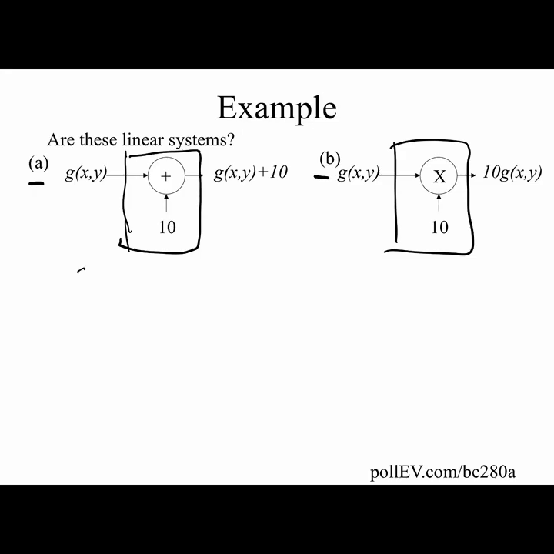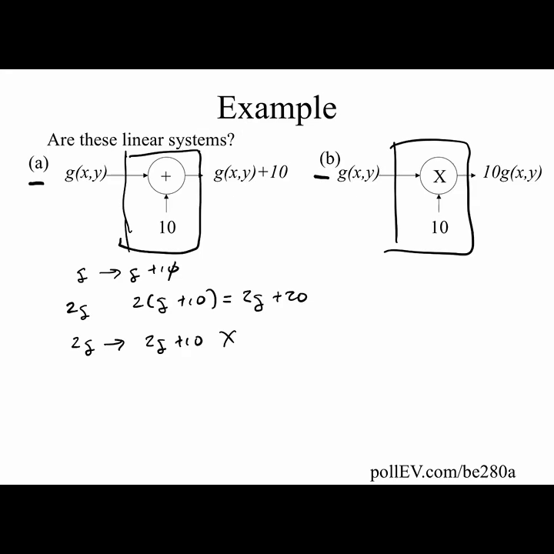So if I have g, it gives me g plus 10, right? So let's look at scaling. Let's say I put in 2g. If it's a linear system, what should I get out? I should get out 2g plus 10, which equals 2g plus 20, right? That's what it should give me. But what does it actually give me? If I put in 2g, what does it give me back? 2g plus 2g plus 10. So it doesn't satisfy scaling.